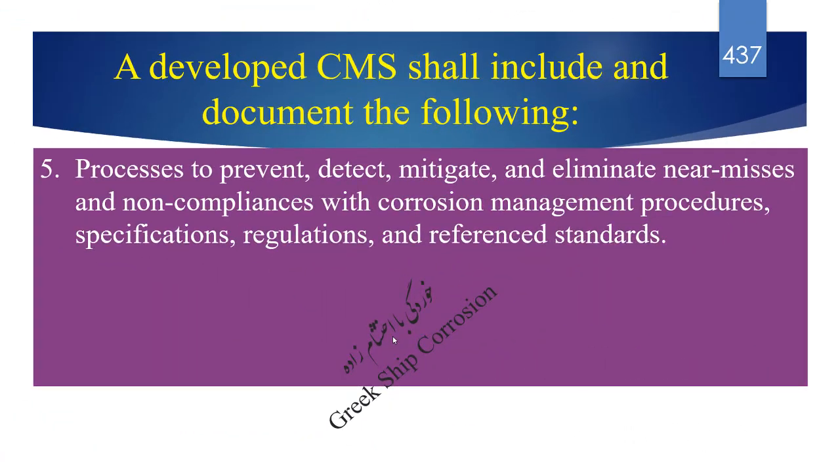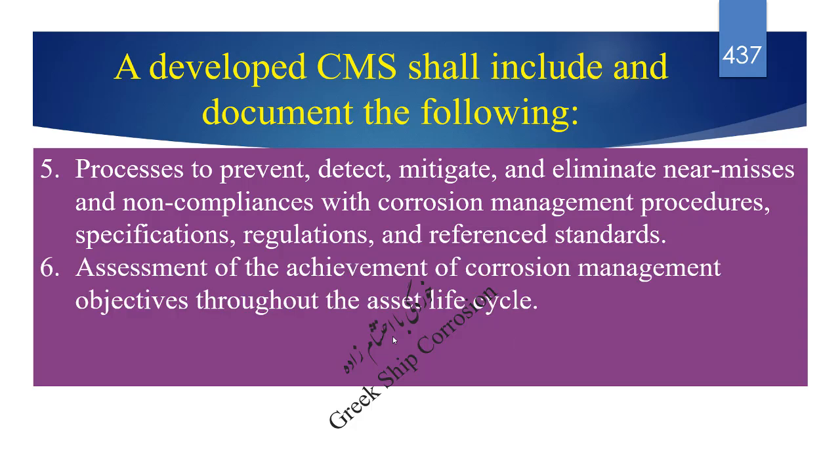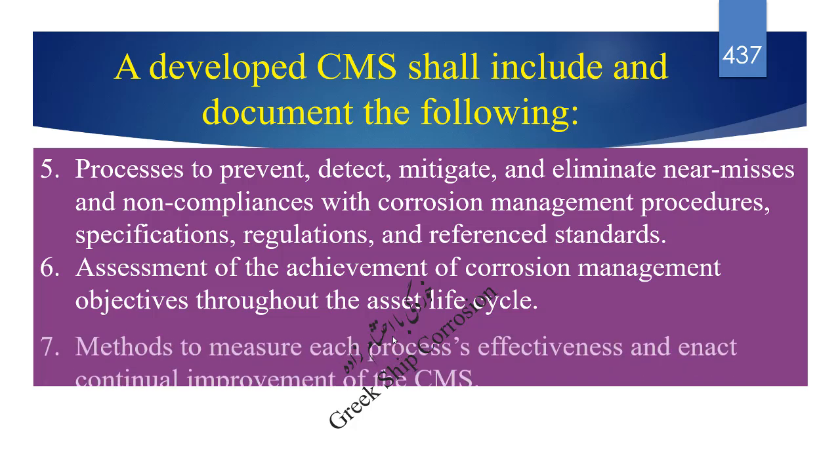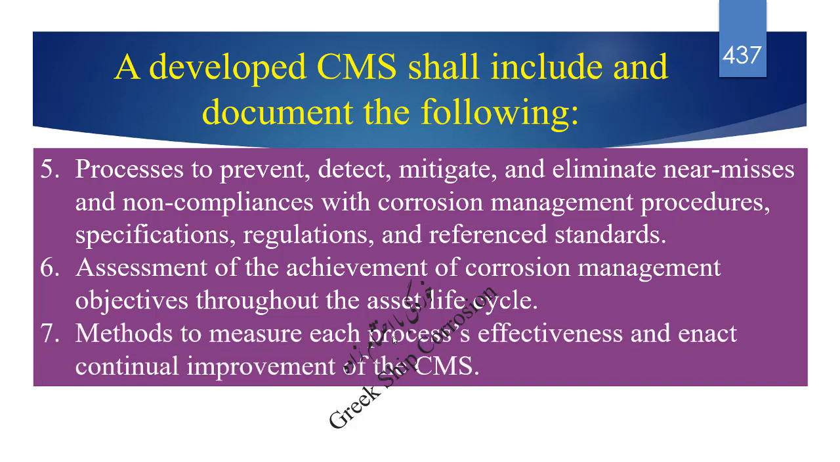5. Processes to prevent, detect, mitigate, and eliminate near misses and non-compliances with corrosion management procedures, specifications, regulations, and reference standards. 6. Assessment of the achievement of corrosion management objectives throughout the asset life cycle. 7. Methods to measure each process's effectiveness and enact continual improvement of the CMS.